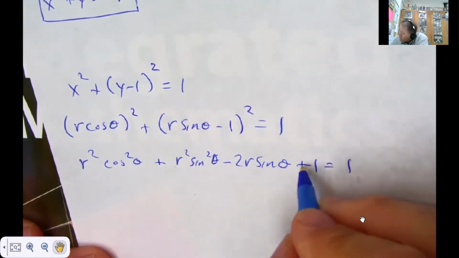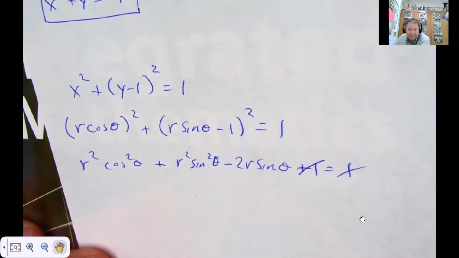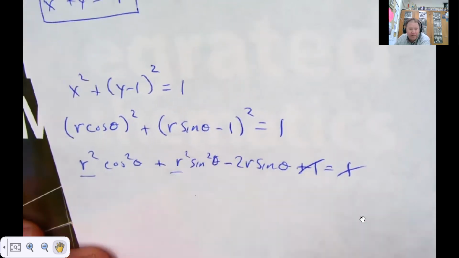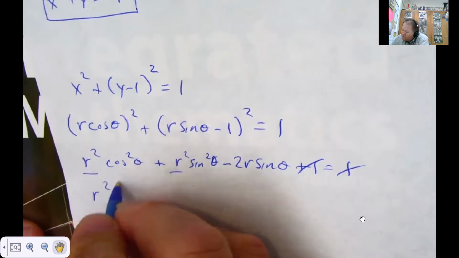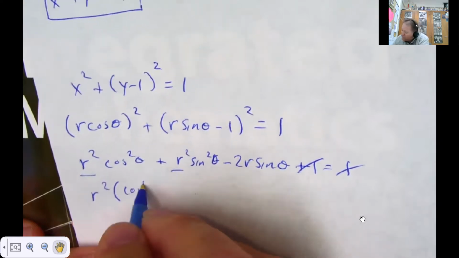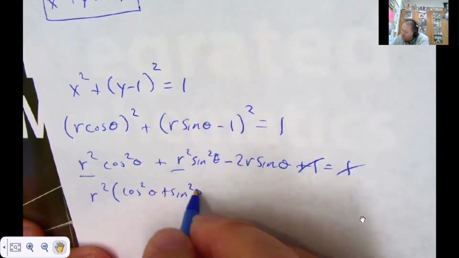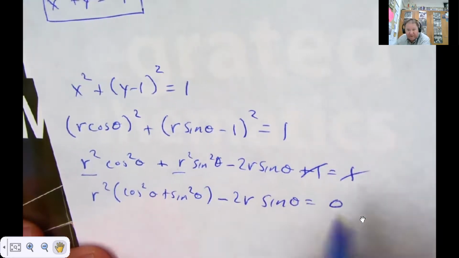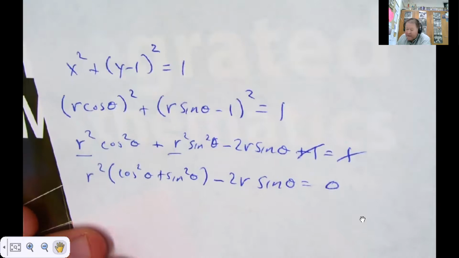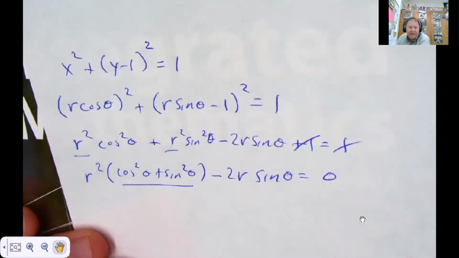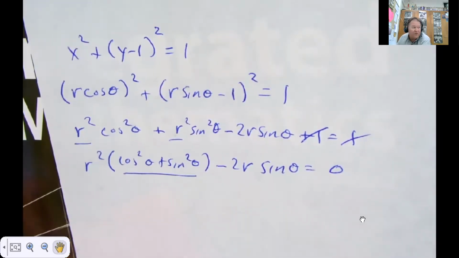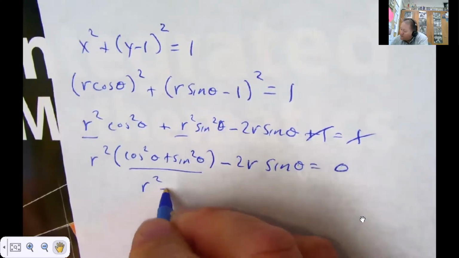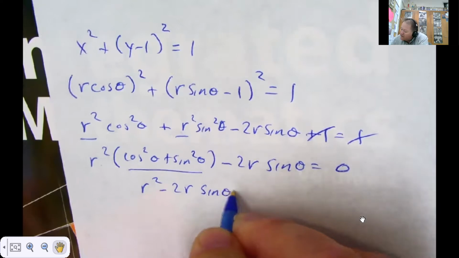Well, the first thing I want to do is probably subtract those 1s from each side. And then next, I'm going to factor out an r squared out of both of those terms. So this would be r squared times cosine squared of theta plus sine squared of theta, minus 2r sine theta equals 0, because those 1s cancel. Now, sine squared plus cosine squared, that's a Pythagorean identity. It's our most common one. It's 1. So 1 times r squared is just r squared. Let me write it. r squared minus 2r sine of theta equals 0.